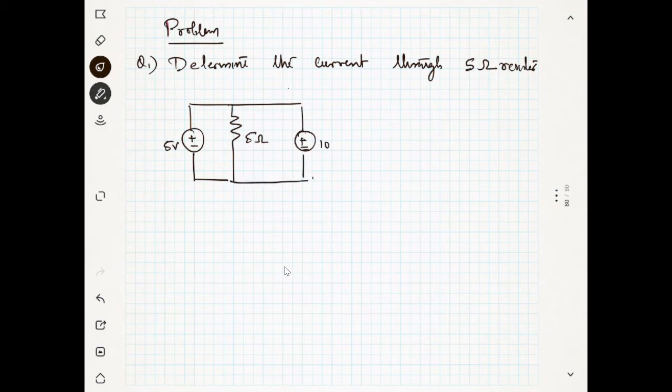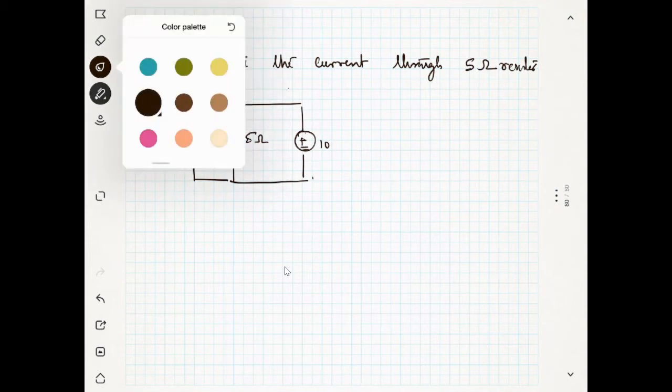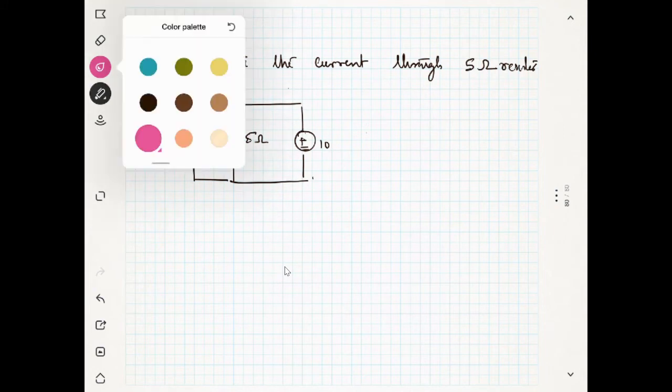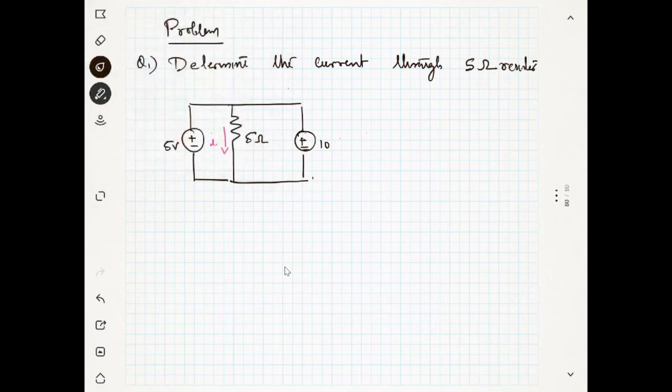Then what will be the current through this 5 ohm resistance? This current I... 15 ampere. How did you get it? Oh, I thought it was a current source. No, it is a voltage source. Okay, voltage source.